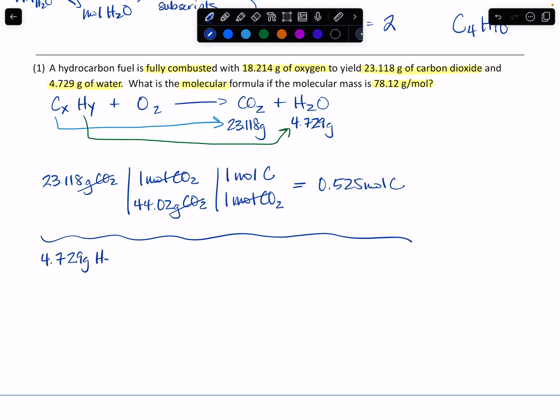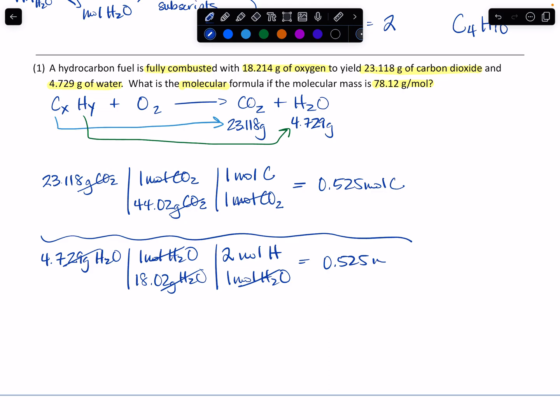Now we're going to do the same thing with water, 4.729 grams of H2O. 1 mole of H2O has a mass of 18.02 grams. And then 1 mole's worth of H2O molecules contain 2 moles of hydrogen atoms, and that is that subscript, that 2 that's going with that hydrogen. We multiply that out and we get 0.525. Well, look at that. Then we compare the two. They are the same. So we divide by 0.525 and we get a 1 for the carbon, divide by 0.525, 1 for hydrogen. So our empirical formula is CH.